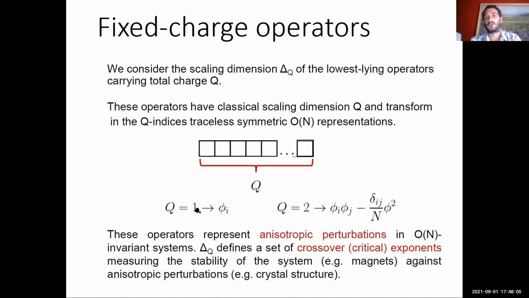For instance, for Q equal 1, the operator is the phi I field itself, the N vector. For Q equal 2, we have the usual 2-index traceless symmetric O(N) tensor.